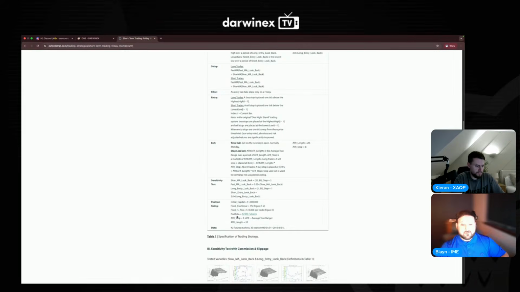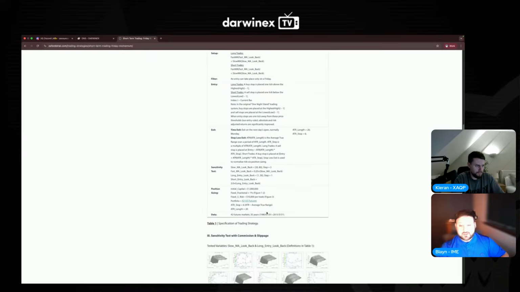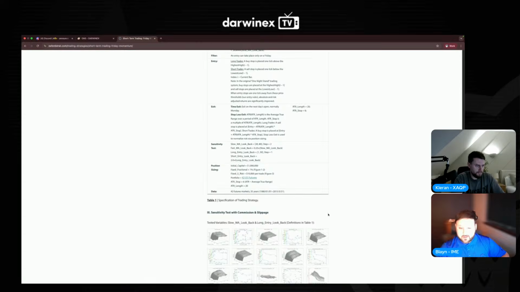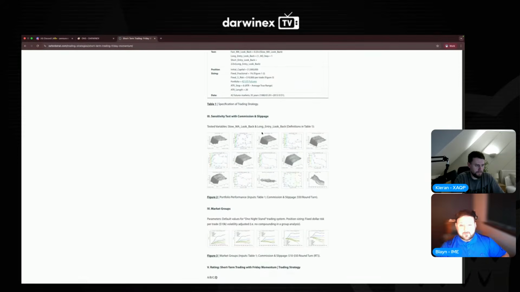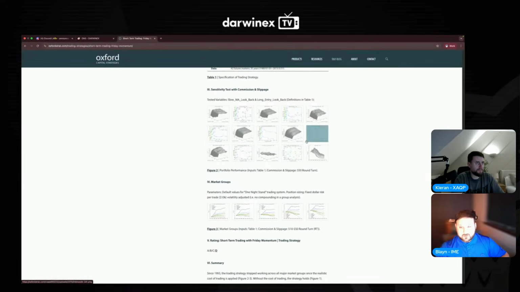And it also tells you what sort of instruments it was traded on. So it was traded on 42 futures. If you want to click into that, you can find it out. 42 markets over the past 35 years. And it gives you some diagrams of what sort of results you were getting.